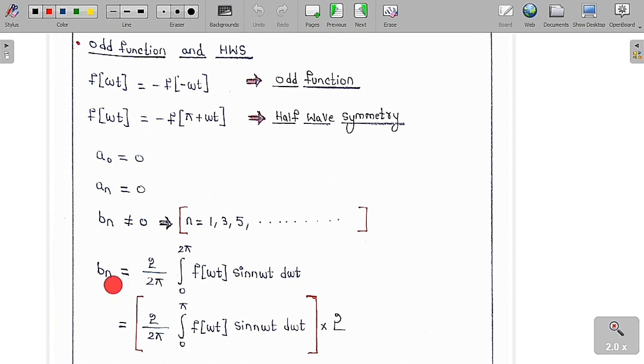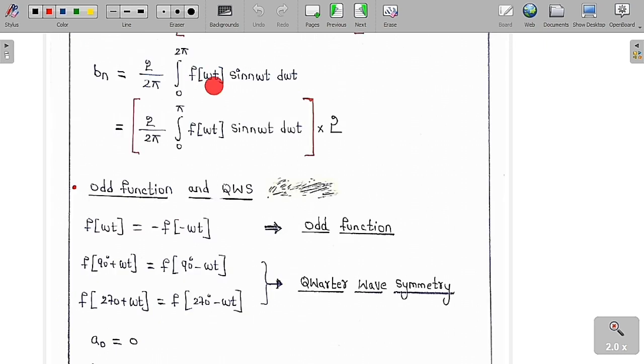So finally, b n is equal to 2 by 2 pi times the integration from 0 to 2 pi of f of theta into sin n theta into d theta. As f of theta is an odd function and sin is odd, odd into odd is again even.